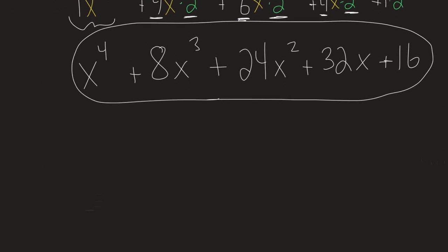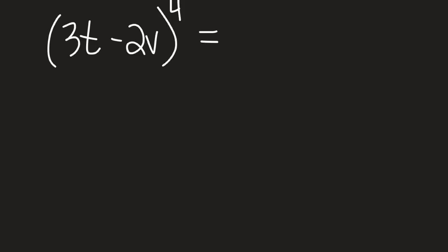So let's look at a little bit more complicated problem. So we're going to expand 3t minus 2v raised to the fourth power. Okay, so once again we have a fourth degree, so we're going to use Pascal's triangle coefficients from the fourth row. I guess it's really the fifth row since the first row is 0. So those were 1 and 4 and 6 and 4 and 1.